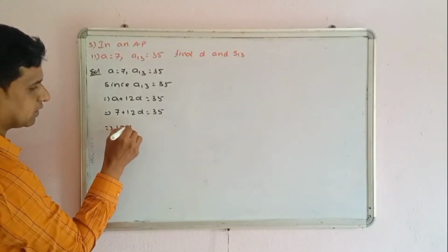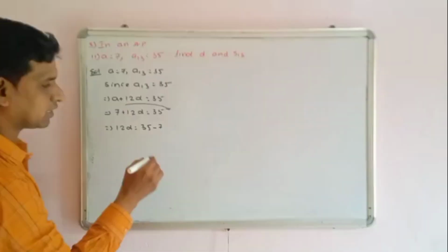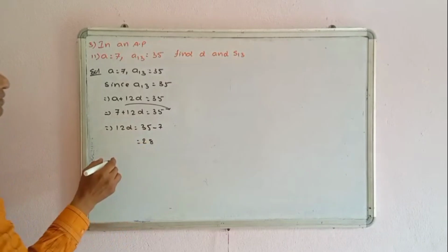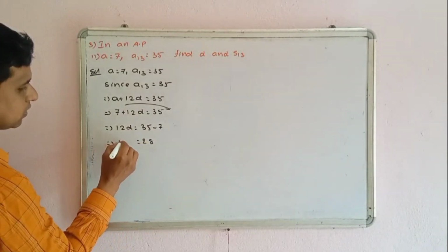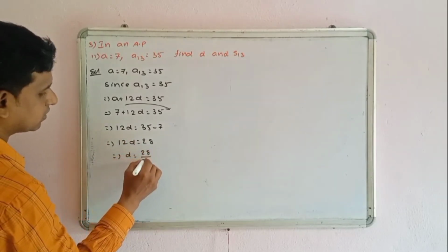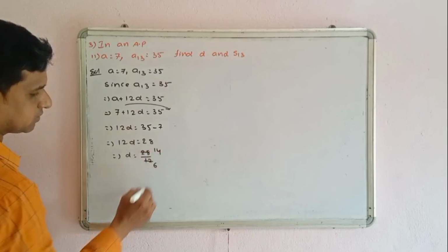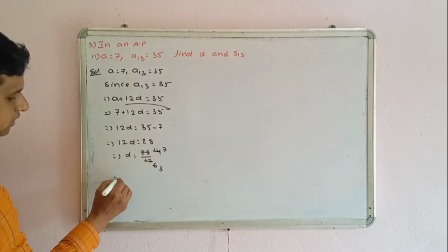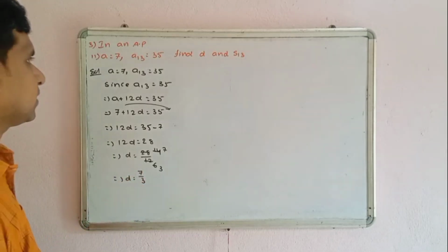So 12D equals 35, 7 transposes to the right side as minus 7. That equals 35 minus 7 is 28. So 12D equals 28. D equals 28 over 12. 2 6 times, 2 14 times. Again 2 3 times, 2 7 times. So D equals 7 by 3.